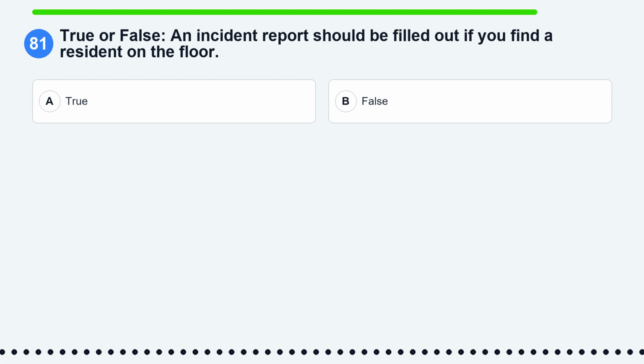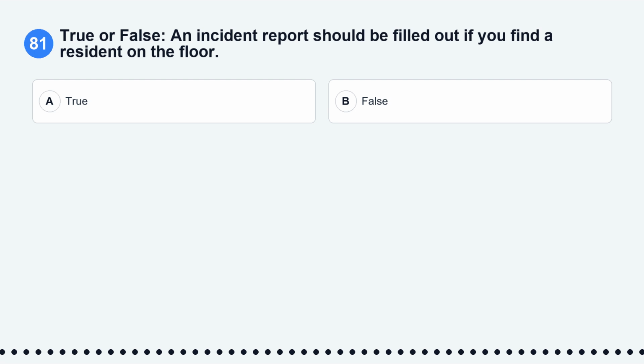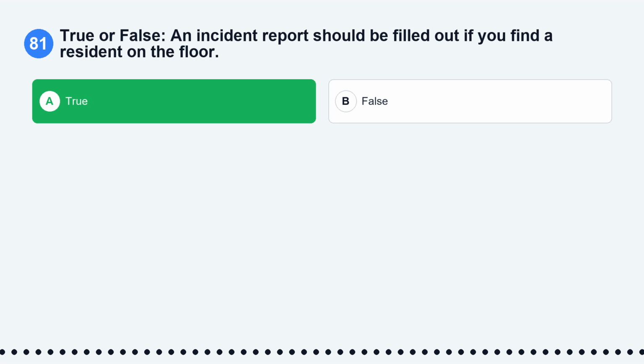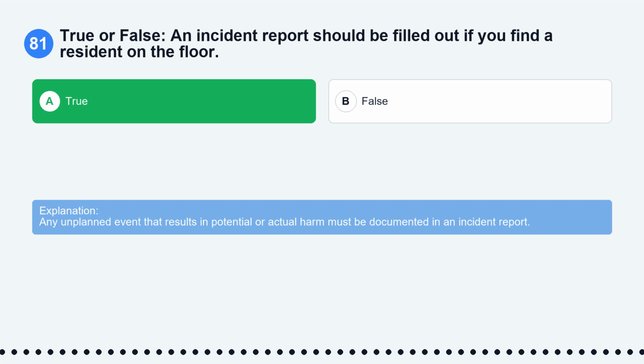Question 81. True or false, an incident report should be filled out if you find a resident on the floor. Option A, true. Option B, false. The correct answer is option A, true. Any unplanned event that results in potential or actual harm must be documented in an incident report.